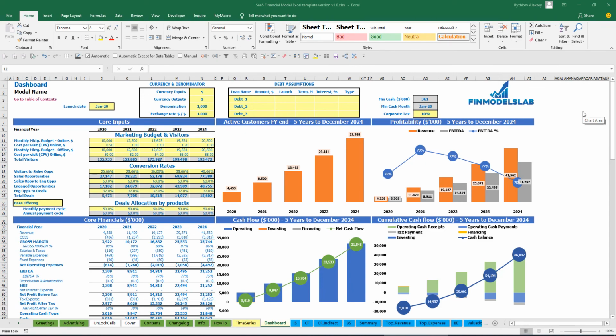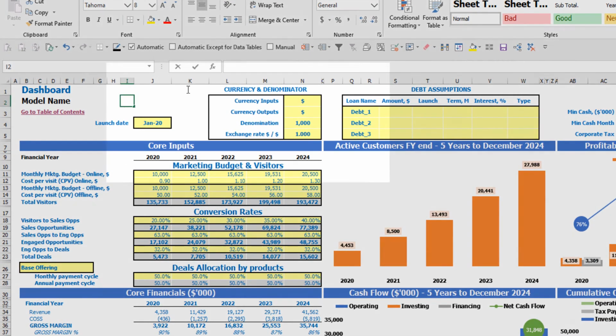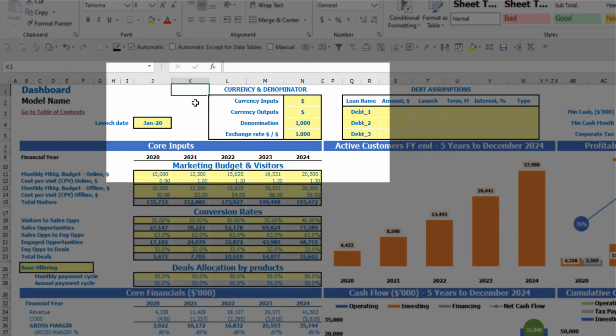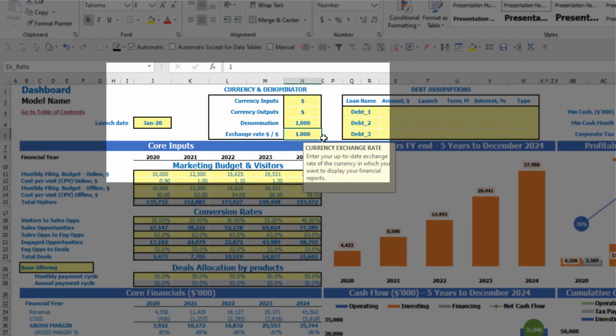On the top of the dashboard you can see the currency and denominator assumptions. The first set of assumptions is currency outputs and currency inputs. So if you need to input and to see the outputs and reports in the same currency. For example, in United States dollars, you can keep this as a default values and keep exchange rate by default as 1.